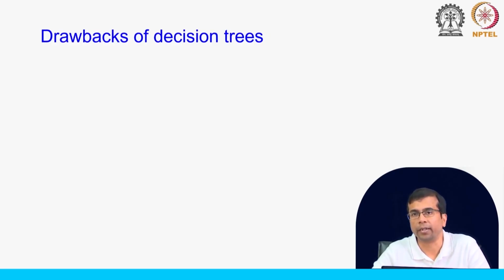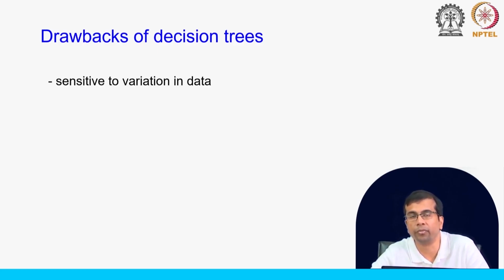What are the drawbacks? As you have seen, some of the accuracy values were a bit lower than, for example, logistic regression in case of classification. Now, one of the most important, or major, drawbacks of decision trees is that they are very sensitive to variation in data. So, the tree structure will change, and that will of course change your accuracy of classification or regression.